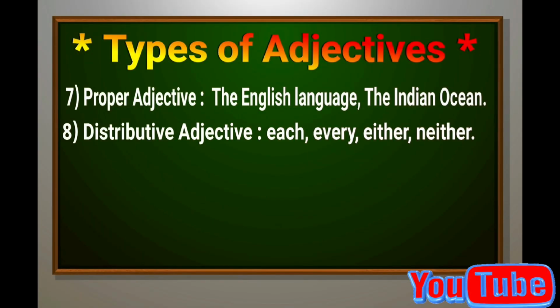Remaining two types. Seventh one, proper adjective is the one derived from a proper noun. For example, the English language, the Indian Ocean. And last one, distributive adjective. Distributive adjective is the one that refers to each one of a number. They are four in number: each, every, either, and neither.